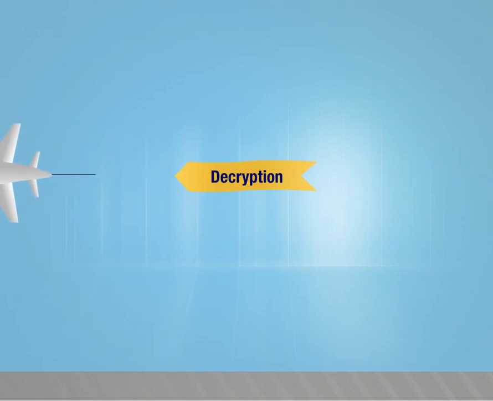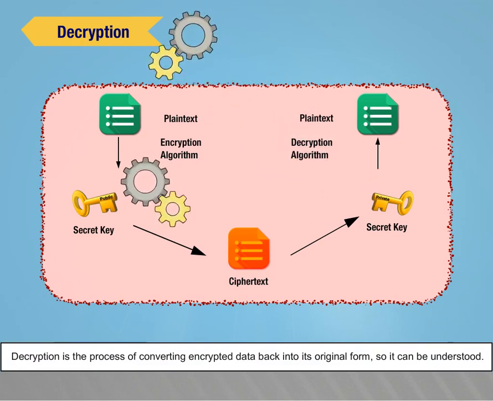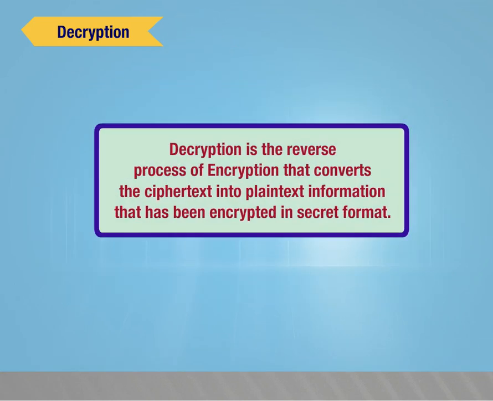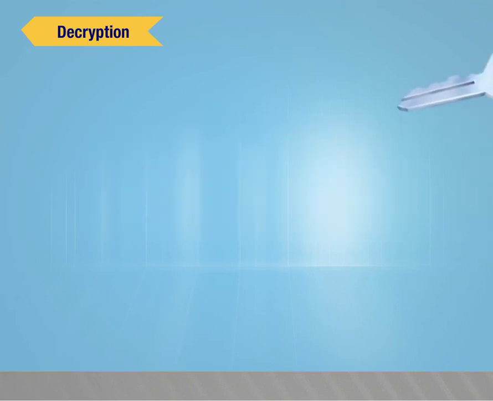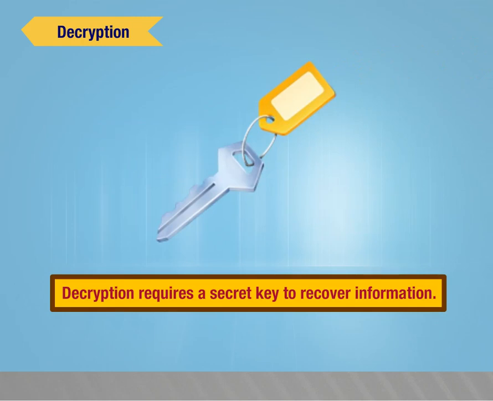Decryption. Decryption is the process of converting encrypted data back into its original form so it can be understood. Decryption is the reverse process of encryption that converts the ciphertext into plain text, information that has been encrypted in a secret format. Decryption requires a secret key to recover information.